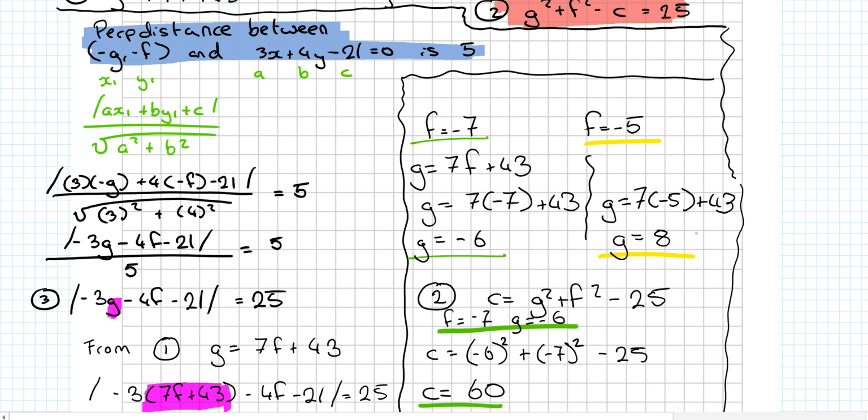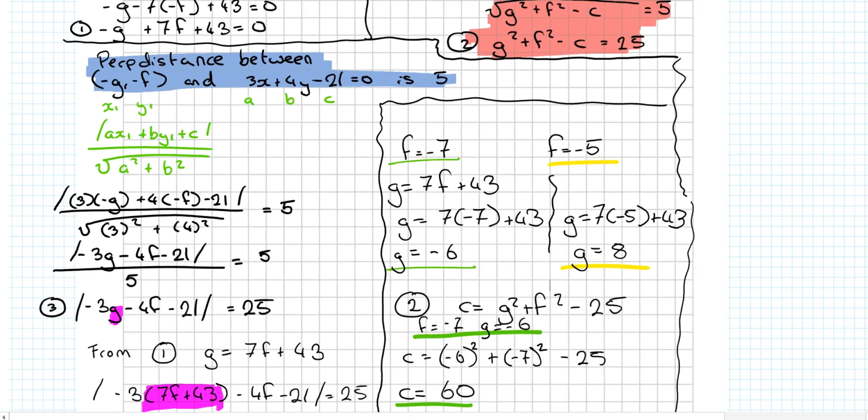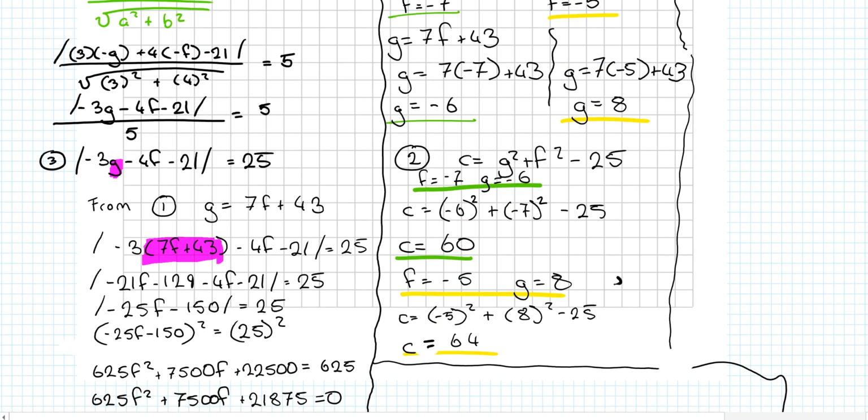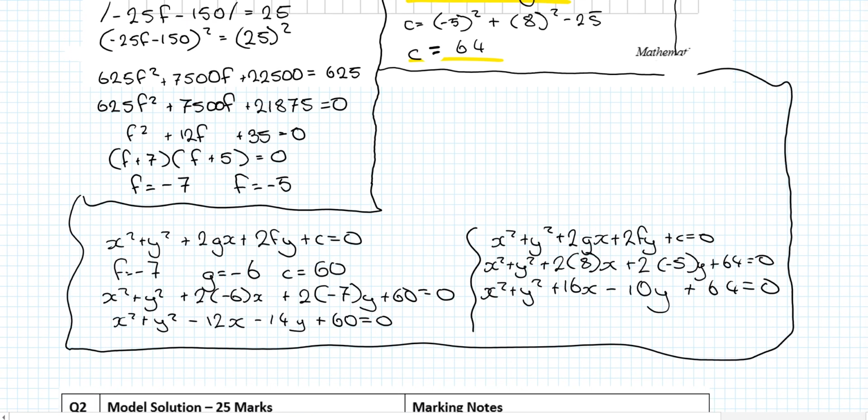So I go and find c then. How do I find c? Well, I look at equation 2. Equation 2 was here. It has g, f, and c in it. So brilliant, I can go and rearrange it so I can get c on its own. And then I'm subbing in minus 7 and minus 6 to get c. And then I do the exact same, except I'm going to sub in minus 5 and 8 to get c. I'm getting the other value for c. Okay, so I have a yellow option and a green option.